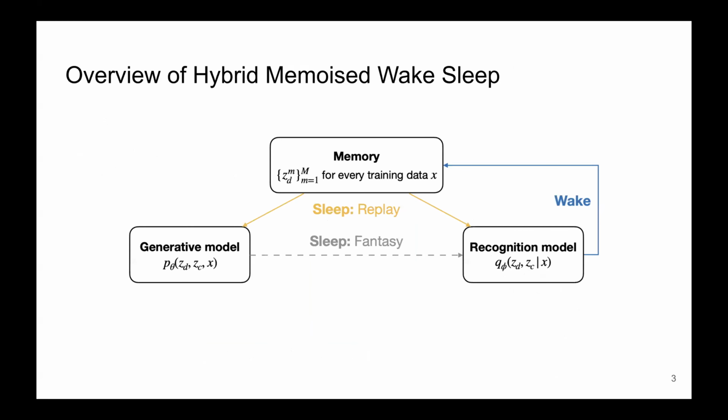So this is just a very high-level overview of the algorithm we propose. At a high level, there is a generative model, a recognition model, and we have this additional memory object which stores good elements for every observation so that we don't need to redo expensive inference again and again.